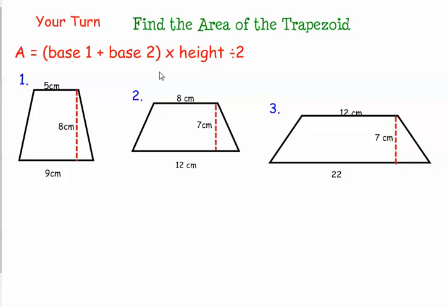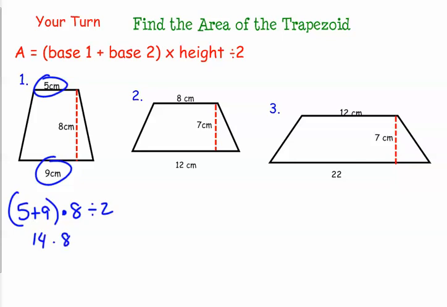All right, so let's do some examples. I'm going to write the first one down exactly like it says. I'm going to plug in the formula. So here's my formula, and I'm plugging it in. My base 1 plus my base 2. So 5 plus 9 times my height, here's 8, divided by 2. Okay, so I'm going to follow the same order. 5 plus 9 is 14 times 8. So 14 times 8 is 112. And then I have to divide the whole thing by 2. And that equals 56 square centimeters. If you have the formula, it's not difficult. You're just plugging it in, exactly each one.